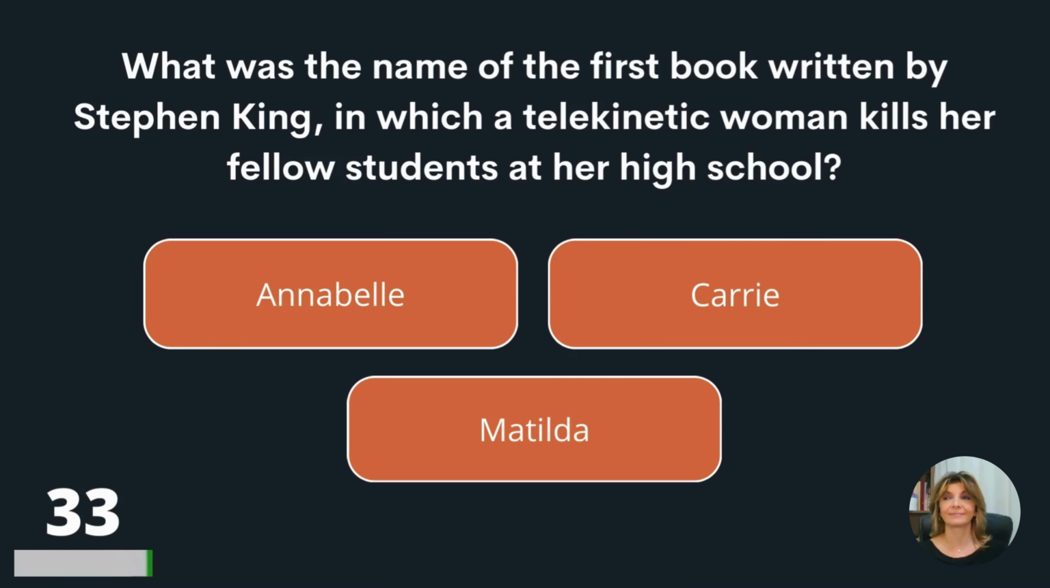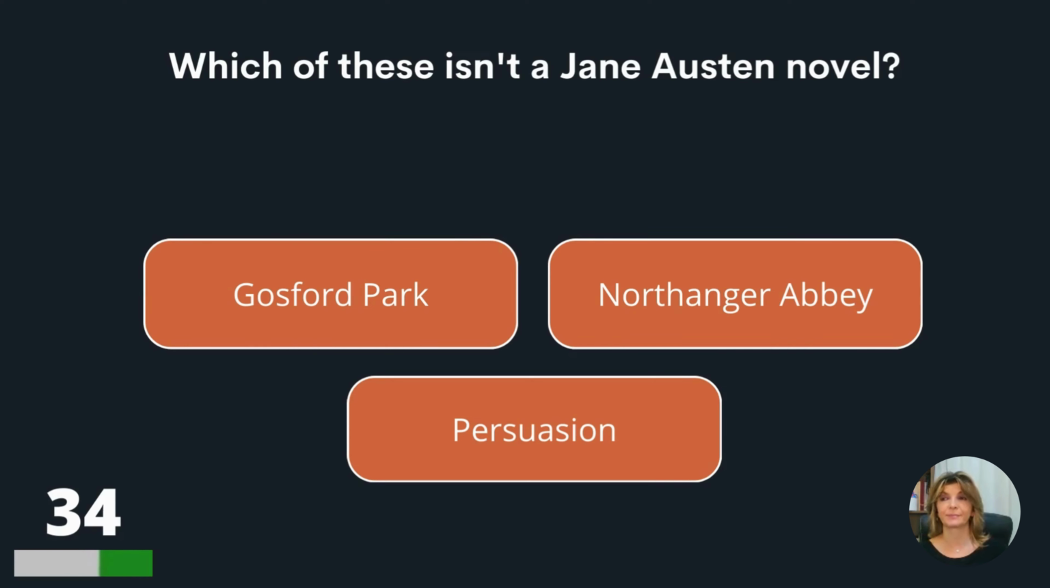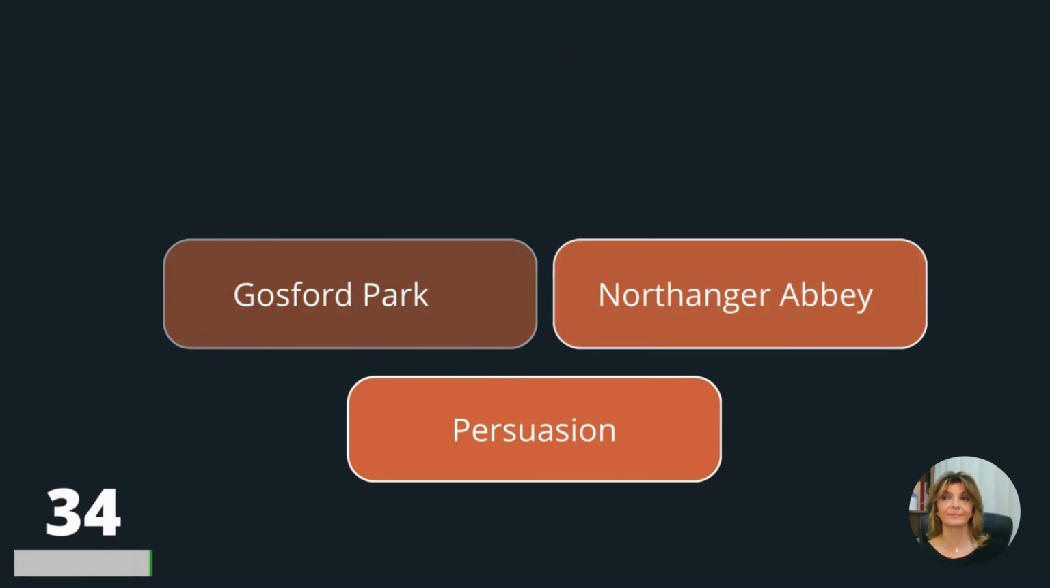Which of these isn't a Jane Austen novel? Gosford Park, Northanger Abbey, or Persuasion? Gosford Park. Who wrote the Magic Flute? Beethoven, Mozart, or Piccolo?